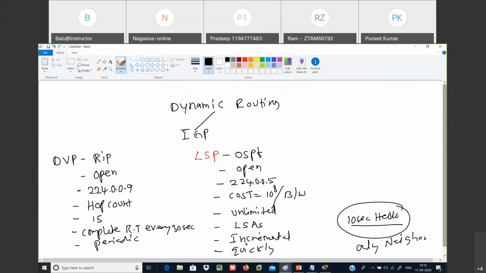These are the points you can keep in mind about OSPF, Open Standard. The metric of OSPF is cost, the formula is 10 power 8 by bandwidth. It can support unlimited hops. The update is LSA, incremental type of updates and quick updates.